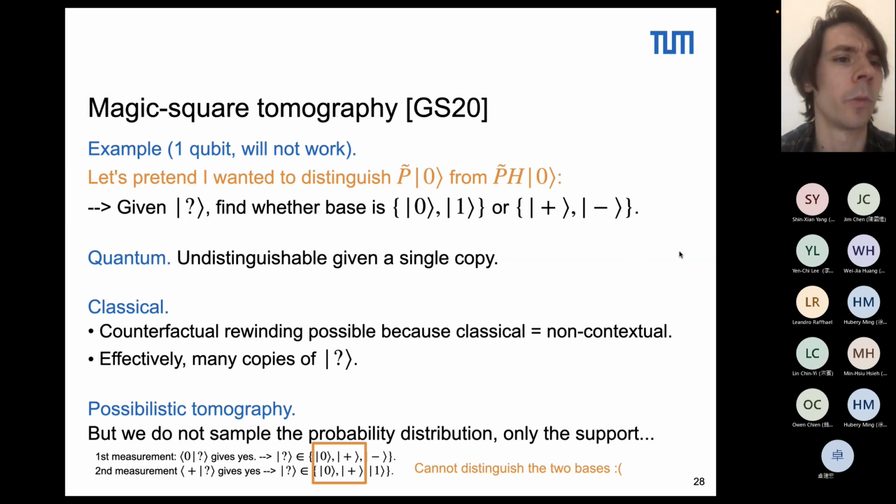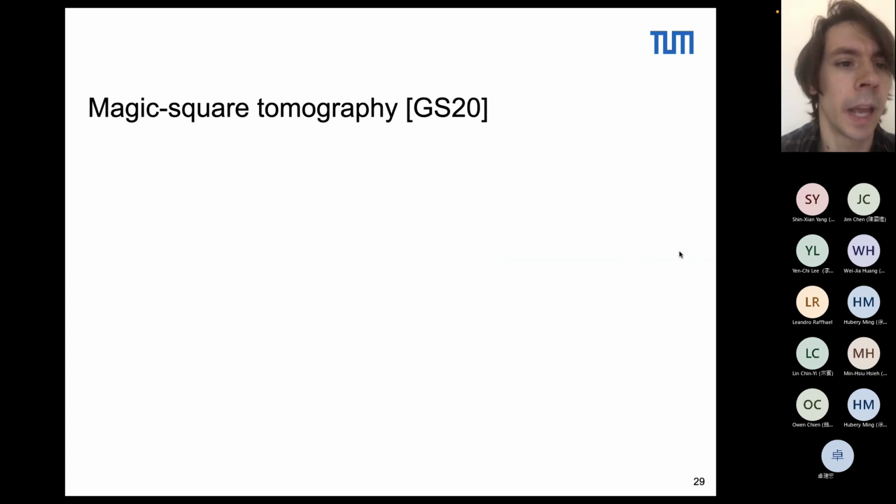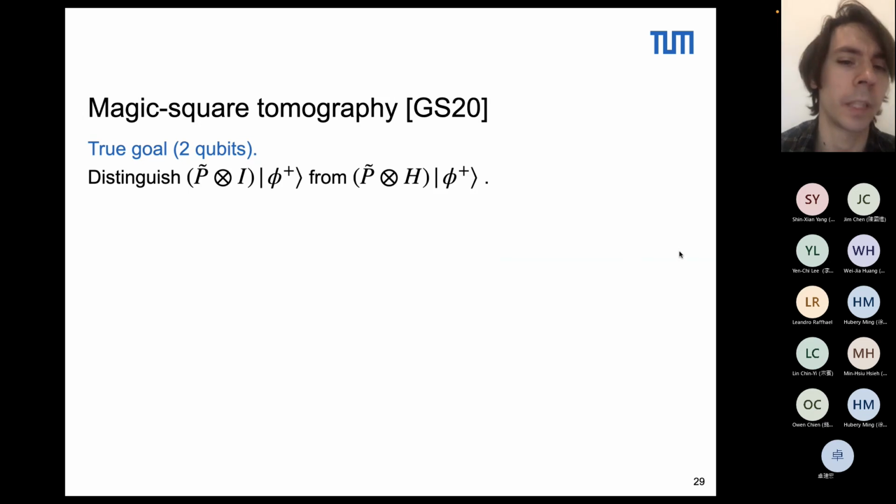And this is where the magic square comes in. The idea is that instead of trying to distinguish 1 qubit, we're going to distinguish 2 qubits. So what we want is to simulate measurements on these 2 states and tell them apart.